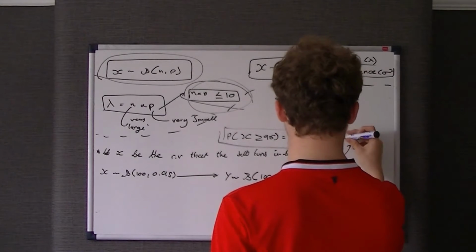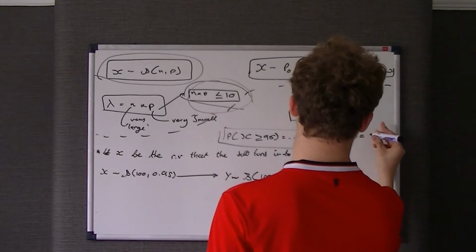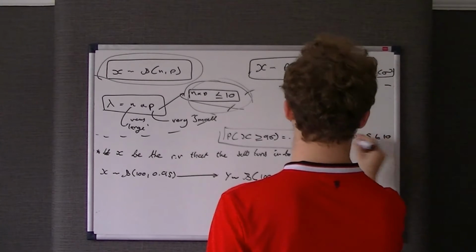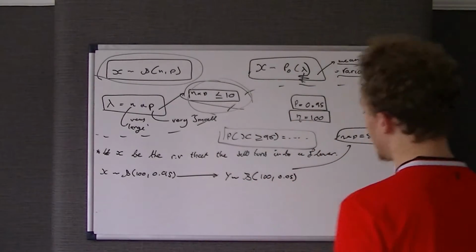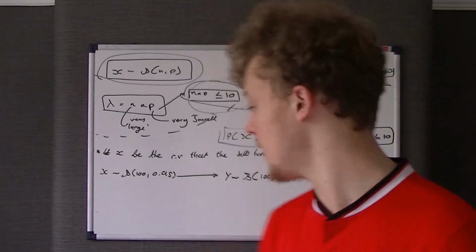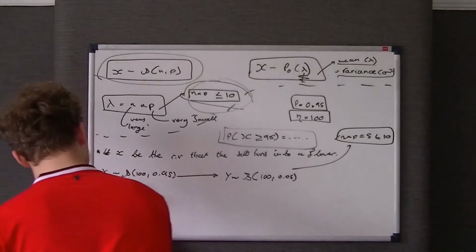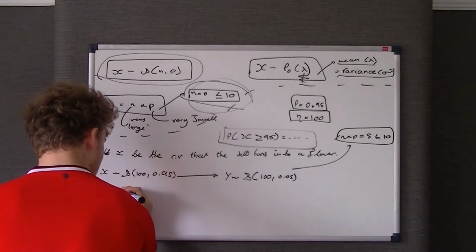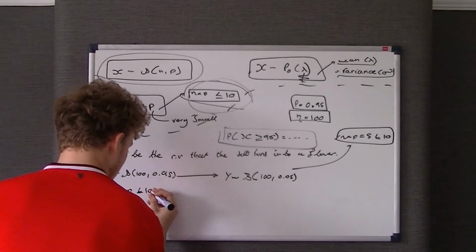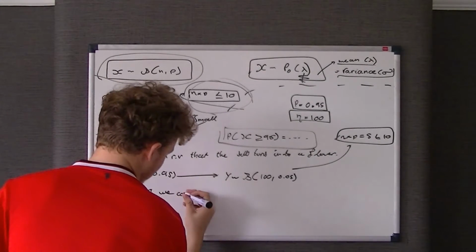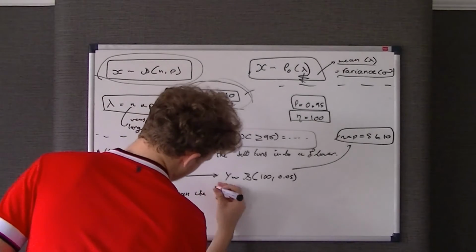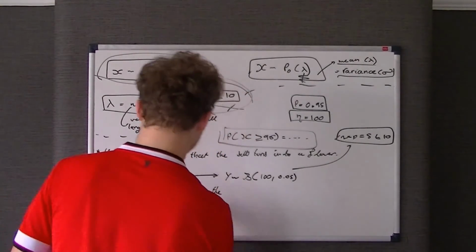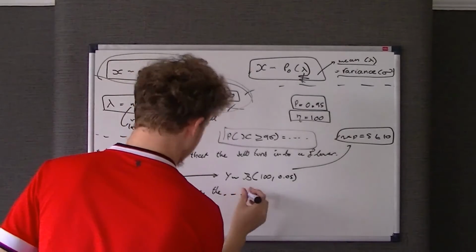So therefore we can say n times p is equal to 5, which is quite clearly less than or equal to 10. So the next thing you would state is, as n times p is less than or equal to 10, we can use the Poisson approximation to the binomial distribution, etc., etc.